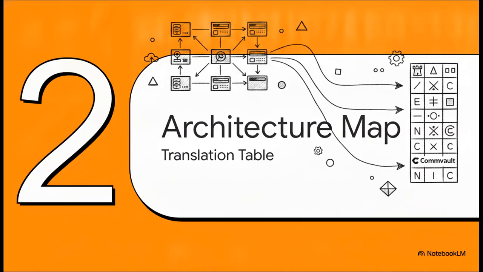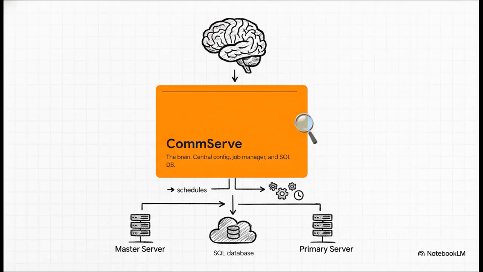Moving on to Section 2, Architecture and Translation Map. If you can draw a NetBackup architecture on a whiteboard, you basically already know how to draw Commvault. Up at the top of the chain, we've got the CommServe. This thing is the absolute brain of the entire operation. It handles the central config, manages all the schedules, assigns the jobs, and it holds the SQL database that acts as a catalog. In your NetBackup brain, you should instantly recognize this as your master server, or primary server. It's the central intelligence of the whole shebang.